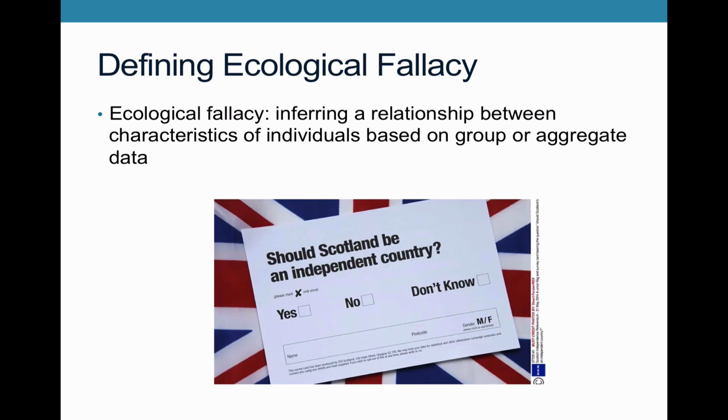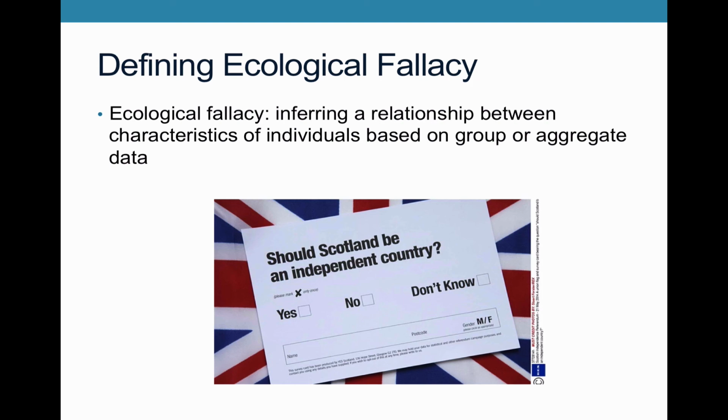So thinking about the Scottish example again, an ecological fallacy could arise if you are looking at voting trends in aggregate and making conclusions about individual voting behavior. So remember the hypothesis we had that younger people were more likely to vote for independence. So you would say, well, younger people are more likely to be in cities. You'd find data that says, yes, young people are more likely to be in cities. And then maybe cities in general voted for independence.